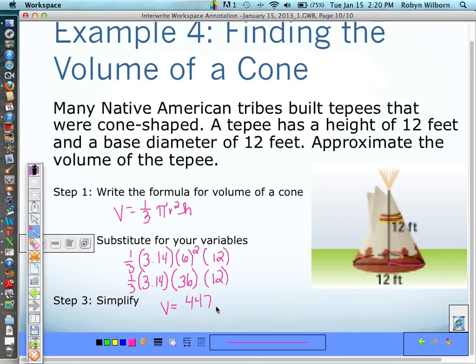You would get that the volume of this TP is 447.64 feet cubed. And it asks us to approximate, so this is a more specified answer, but you could say 448. Maybe that's our approximate. 448 feet cubed is our approximate. All right, moving right along here, guys.